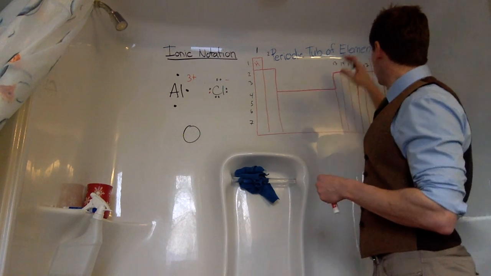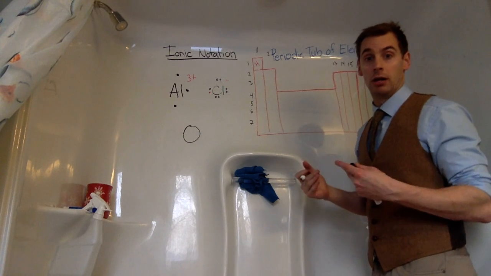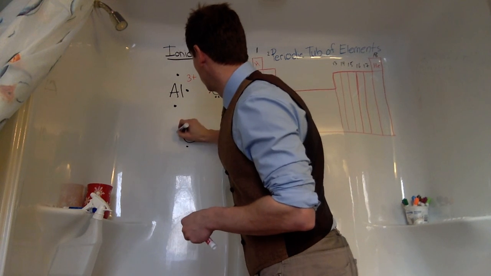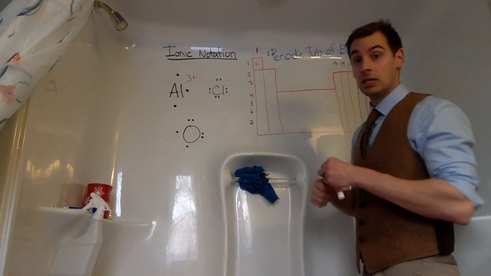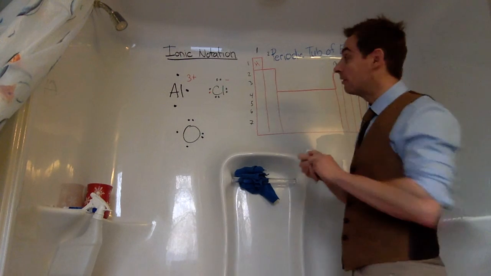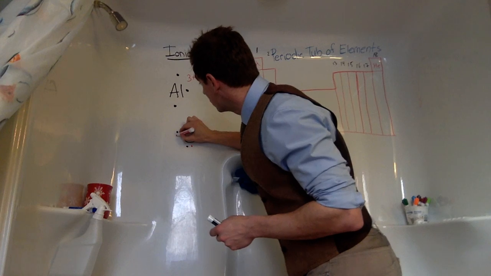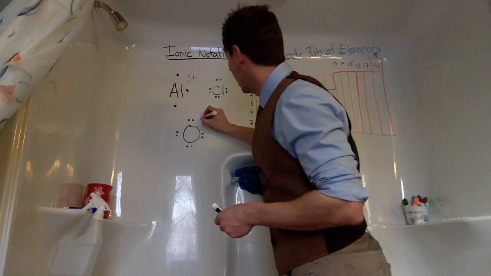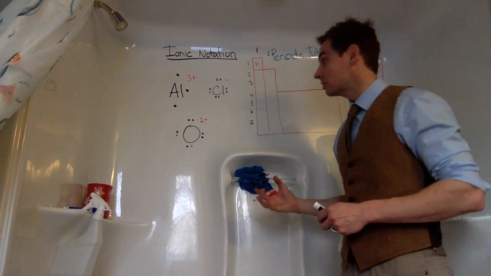Okay, so if we find it, we find out that oxygen is in column 16, which means it has 6 electrons that need to be placed. So 1, 2, 3, 4, 5, 6. Now, because it's easier for this to gain 2 rather than get rid of 6, it is going to gain 2 electrons, and because it's now 2 electrons heavier, it now has a negative charge of 2 as a result.